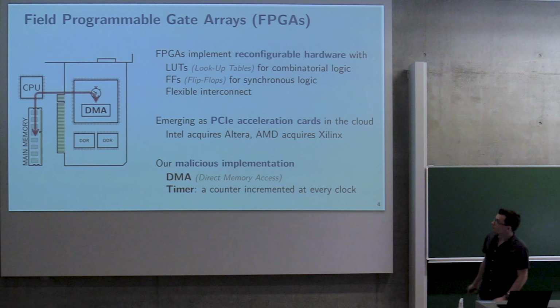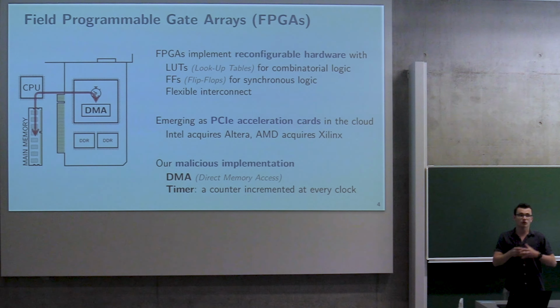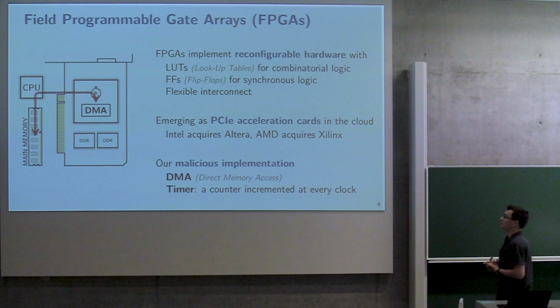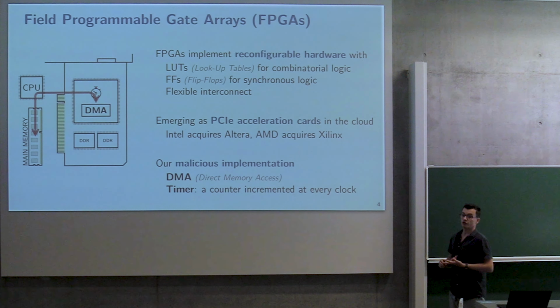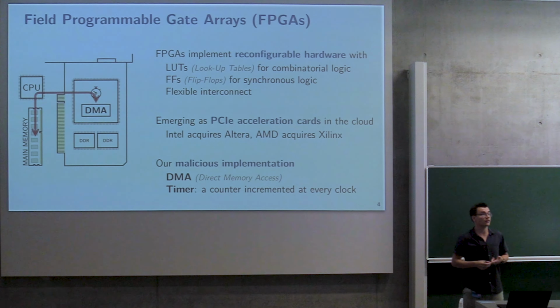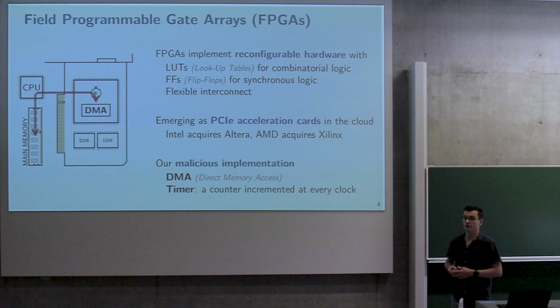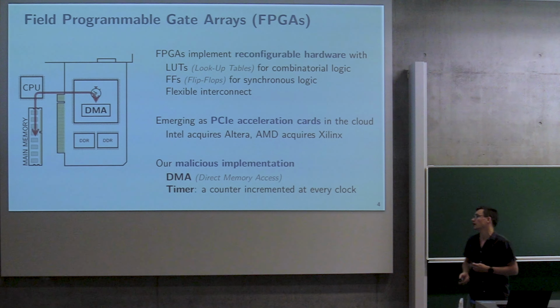Now, from our attack point of view, the only thing we need on this FPGA are two things. Basically, a way to interact with memory, and that's going to be DMA, or direct memory access. And we're going to do a timing side channel attack, so we need a way to measure time. And this is trivial on an FPGA. You can just implement a counter, and this will serve as a perfect timing source.